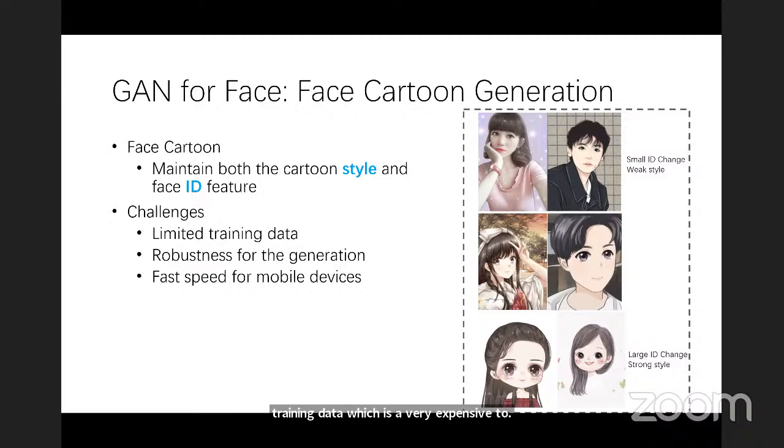Another challenge is the robustness of the generation. For example, in the industry, if we only have 8% good generation, it's not enough to put this kind of algorithm into production. We need to have maybe 100% good generation results. So the robustness of the generation is very important for industry applications. Another challenge is the fast speed for mobile devices.